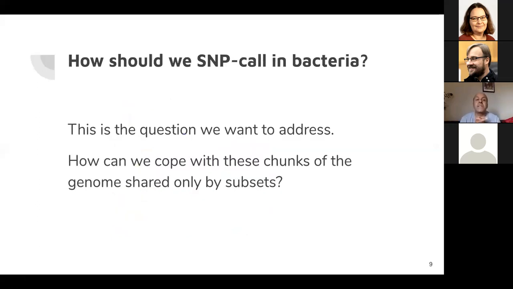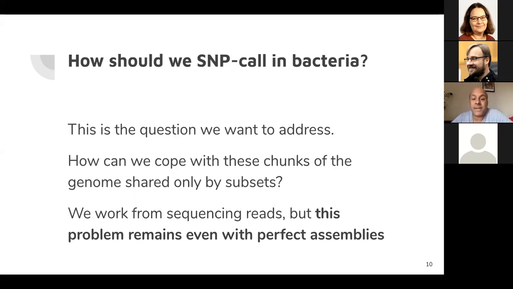So the question for today's talk is, how can we cope with these chunks of genome and still do SNP calling in bacteria? I want to be able to discover all the SNPs in a set of genomes in an effective way. This talk is all going to be about doing this from sequencing reads, but the problem remains even if you have perfect assemblies. Even if you have 20 or 100 or 1,000 perfect bacterial genomes, how do you address all of the SNPs between them when there's so much rearrangement going on?